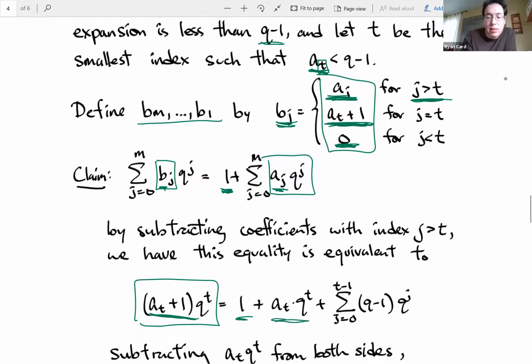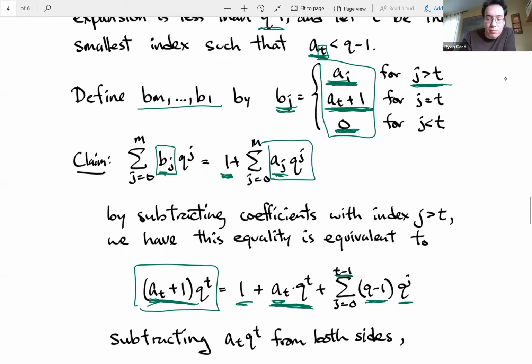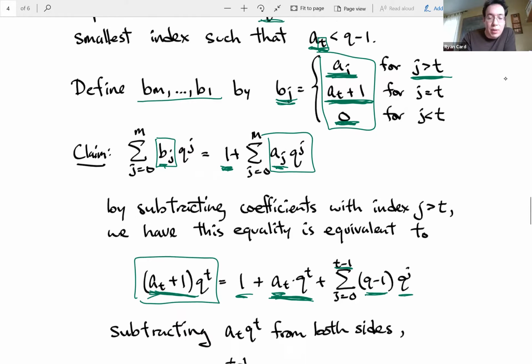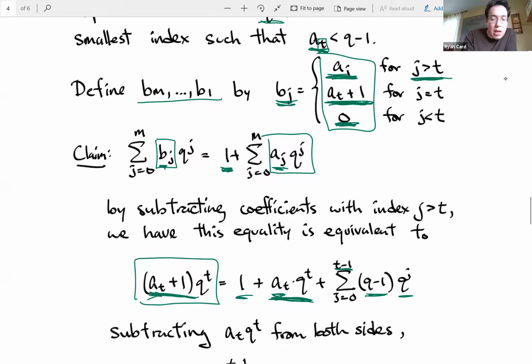And on the t-th index, we have a sub t, which is 1 less than here. And all the indices below it are q minus 1. So we have q minus 1 multiplied by different powers of q all the way up to the power t minus 1. Okay, so we have a sub t times q to the t here, and a sub t times q to the t there. So you could subtract that off from both sides.